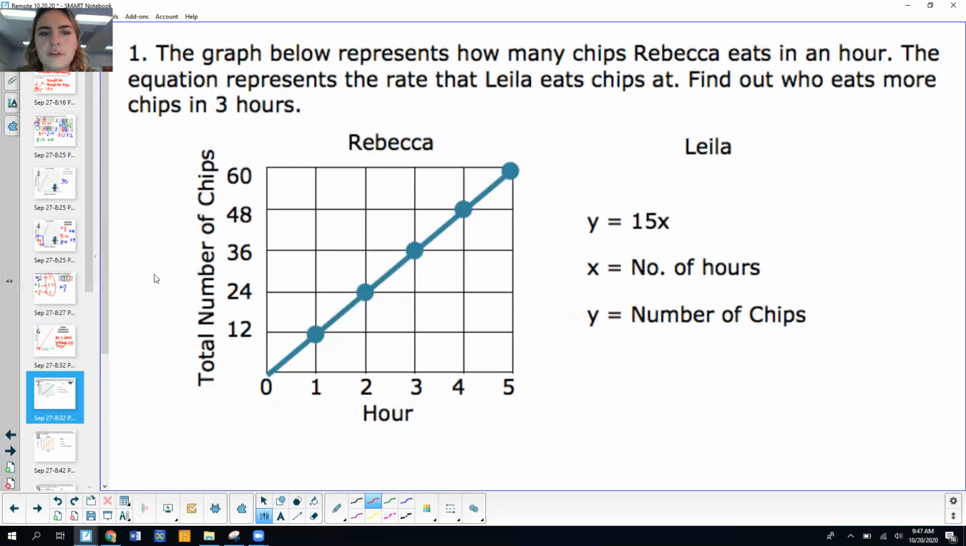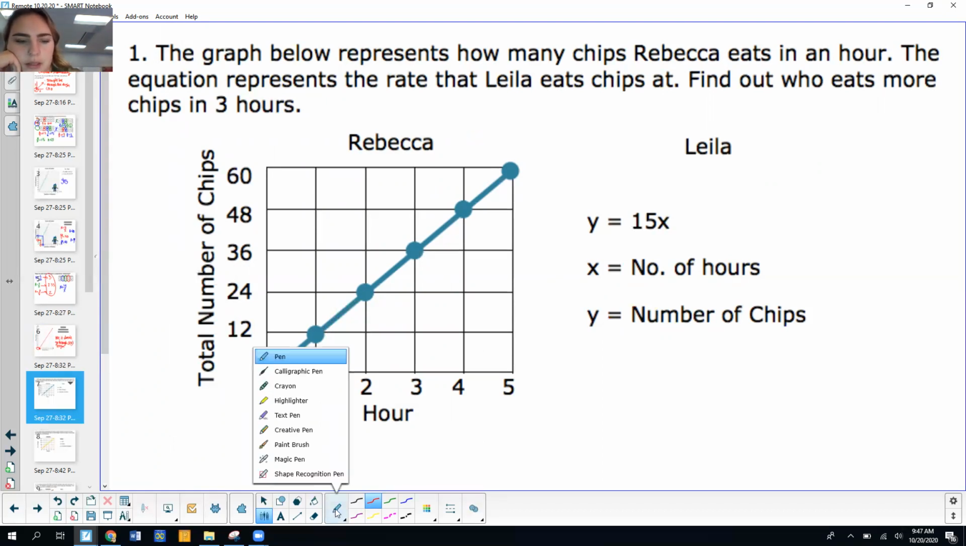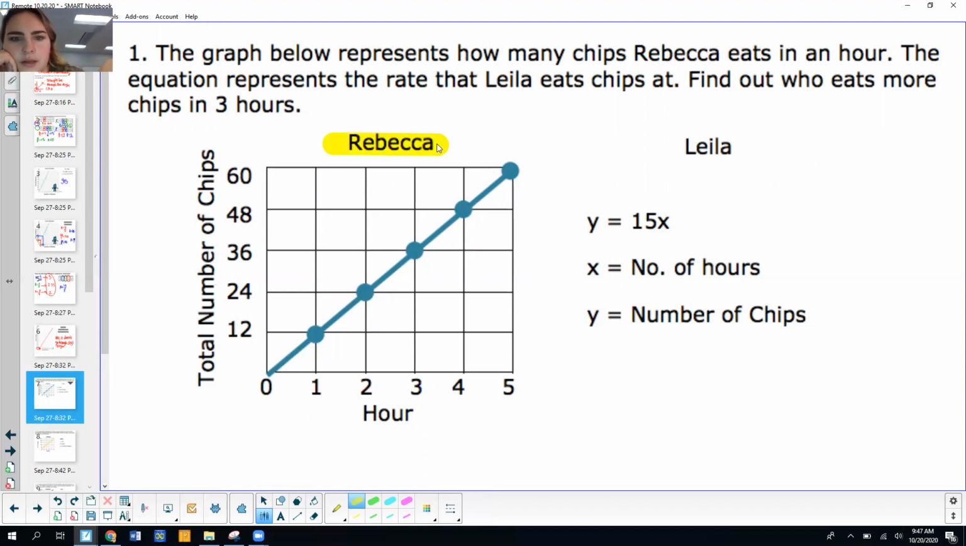All right, the graph below represents how many chips Rebecca eats in an hour. So we've got Rebecca's over here. Let me get my highlighter really quick. So we've got Rebecca, she eats a certain amount of chips. The equation represents the rate at which Leela eats chips. So find out who eats more chips in 3 hours. We are trying to figure out who eats more chips, Rebecca or Leela.